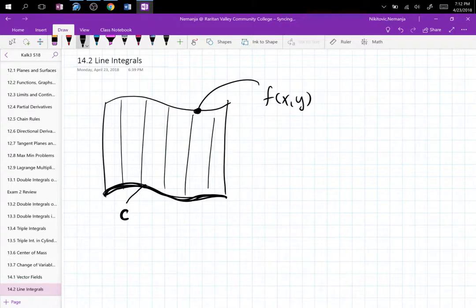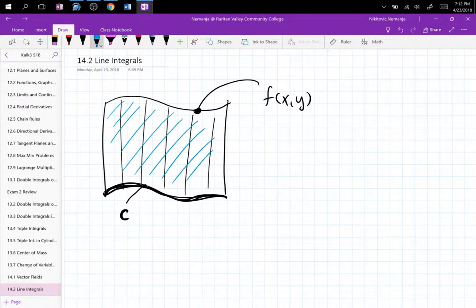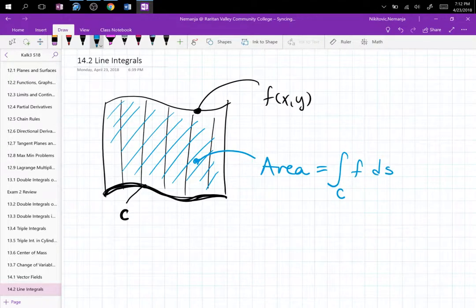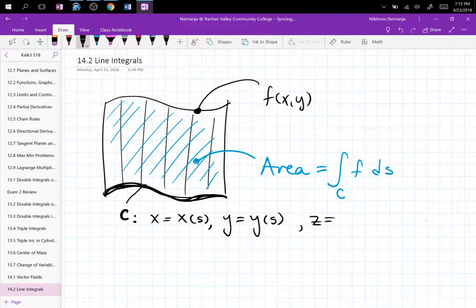All right. And then over here is the area of the curtain, which will be given by the integral over the curve C of f ds, and what is this ds? ds is the parameterization of the curve C. So I have that x is equal to x of s, y is y of s, and z is equal to 0 because that's the floor.